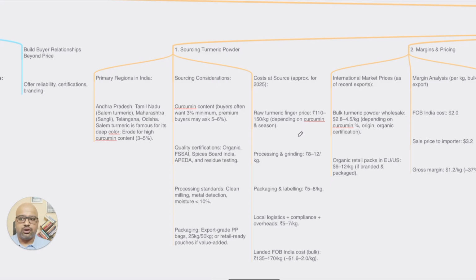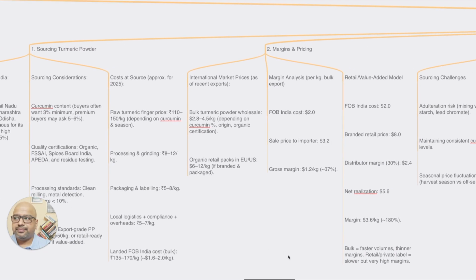There is no hurdle on it. Then processing and grading, 8 to 10 rupees. Pricing and labeling is around 5 to 8 rupees. Local logistics, compliances, overheads, 5 to 7 rupees again. So FOB prices, currently what we are dealing is 135 to 170 rupees per kg. If you're able to look at that pricing, then if it's attracting, then good.